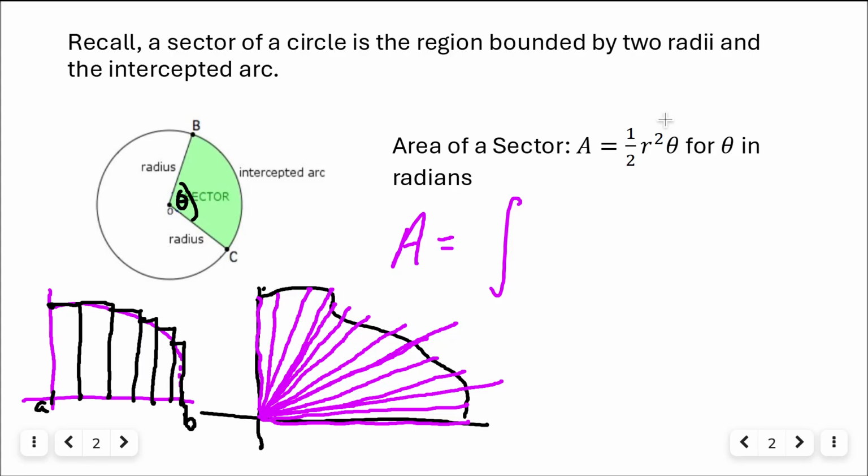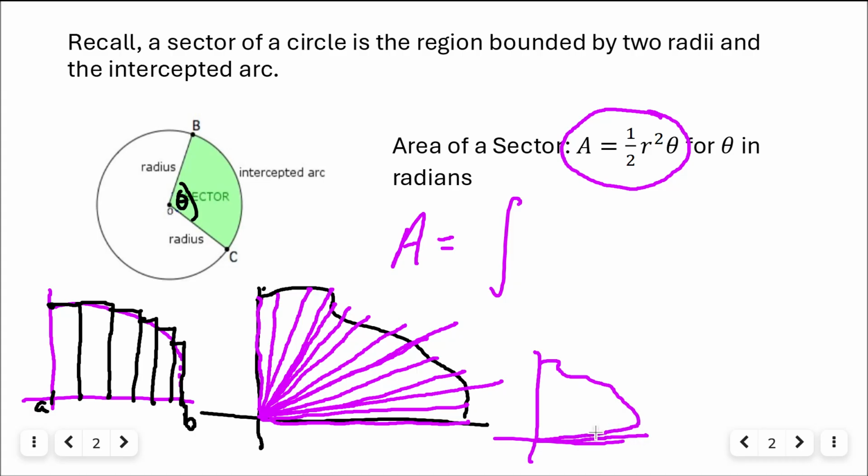Well, that's the formula for the area of a sector, right? 1/2 r squared theta. And what's changing here each time is theta, right? We're trying to make theta as small as possible. So if I have this region here, you want theta to be as small as possible. When the angle is really small, you get an approximation that's very close.